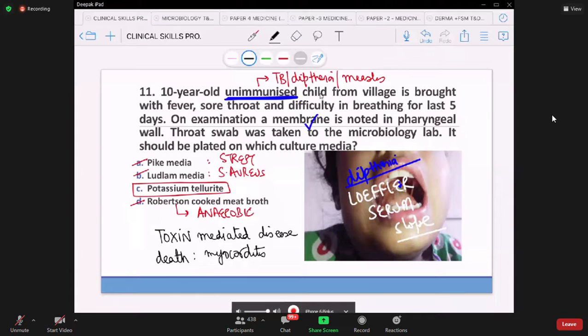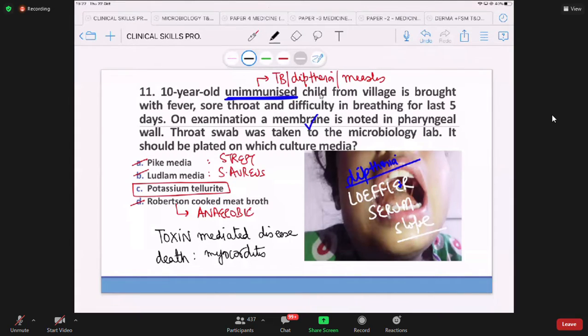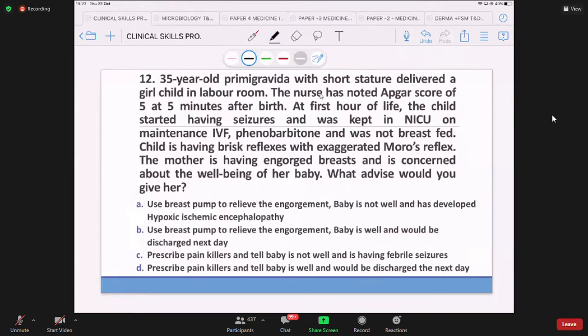For treatment, we can use either azithromycin or erythromycin, either of the two, or we can use penicillin. Let's move on to another one, a quick one from pediatrics, slightly a longish one. So let's read it quickly.